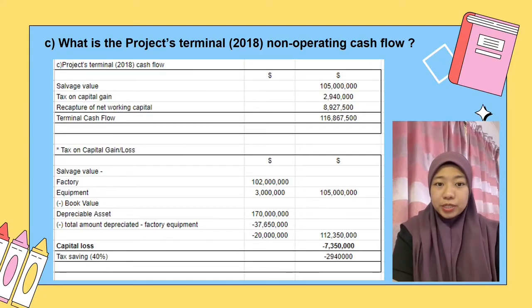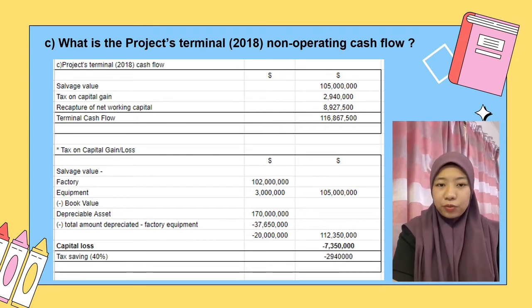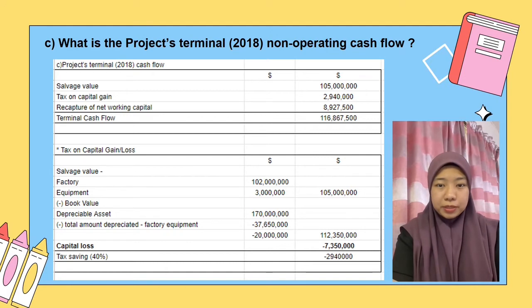For question C, what is the project's terminal cash flow for the non-operating cash flow? Firstly, we need to add on the salvage value, tax on capital gain, and the recapture of the net working capital. After we add them, we got the answer for the terminal cash flow, which is 116,867,500.